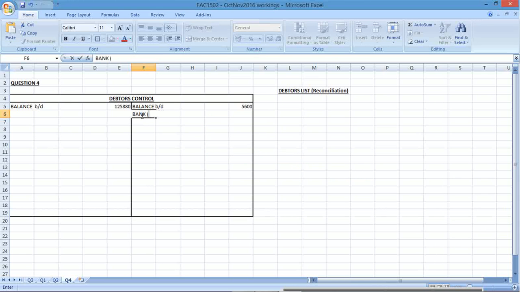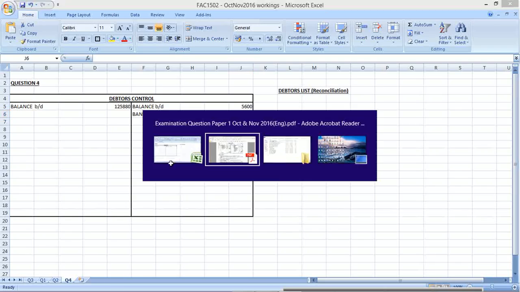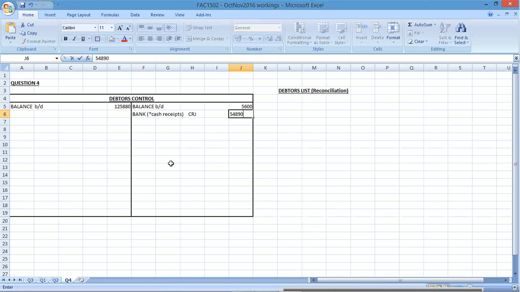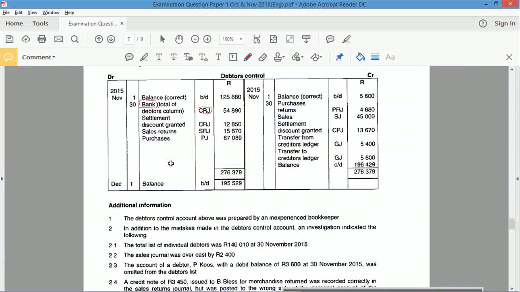Bank, we know, is a payment from our debtor. It's going to decrease our debtors. CRJ. How much? 54890. Okay, good. Next. Settlement discount granted.